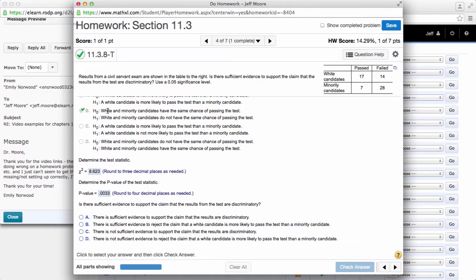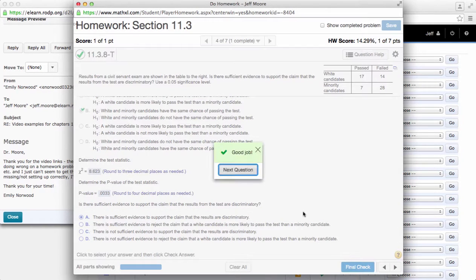Now in the hypotheses that we selected, the null hypothesis says that white and minority candidates have the same chance of passing the test. And our alternative hypothesis is that white and minority candidates do not have the same chance of passing the test. Remember that the question was, do the results show that the test is discriminatory? So our selection then will be there is sufficient evidence to support the claim that the results are discriminatory.